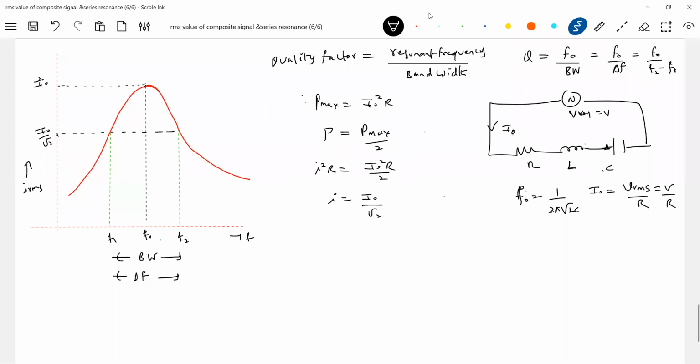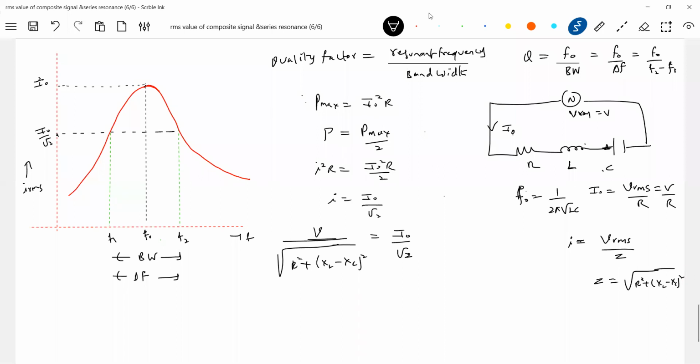Shall I write this in another way? V by root of R square plus XL minus XC whole square. Now you should really ask me, sir, where did you bring this from? At resonance, the current I will be Vrms by Z. If it is not at resonance, you write Vrms by Z, no? Because this current which is flowing here, current I, is not at resonance. I naught is the current which is flowing at resonance.